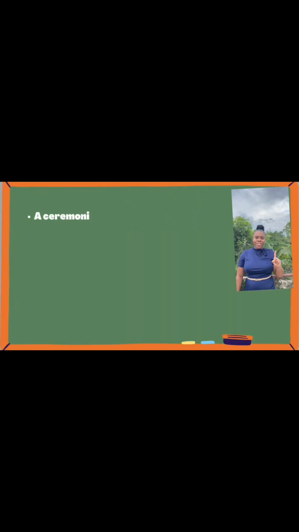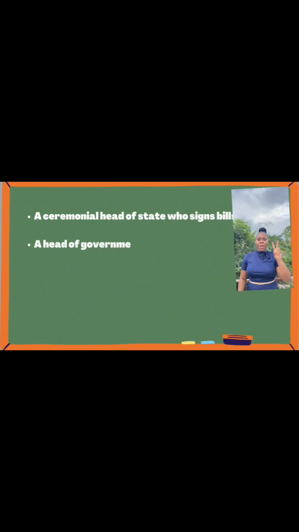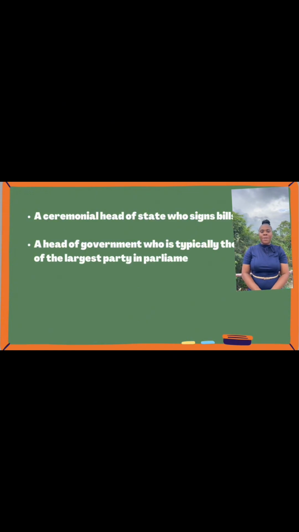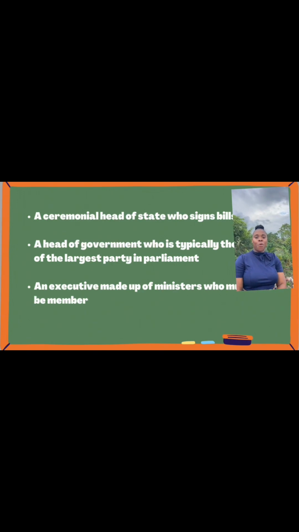Wouldn't you like to be able to know how to identify a country that is using the Westminster Model of Government? Well, here are 7 key features that you can use. Number 1, a ceremonial head of state who signs bills into law. Number 2, a government who is typically the leader of the largest party in parliament. Number 3, an executive made up of ministers who must also be members of parliament.